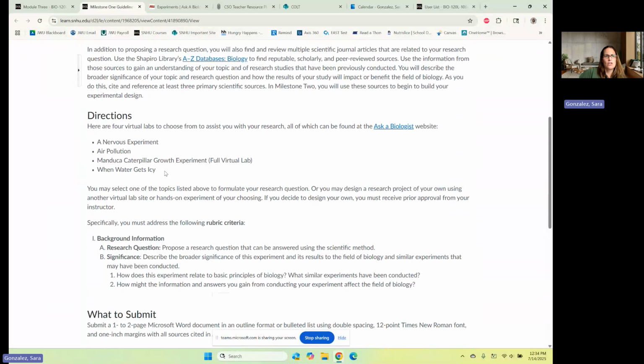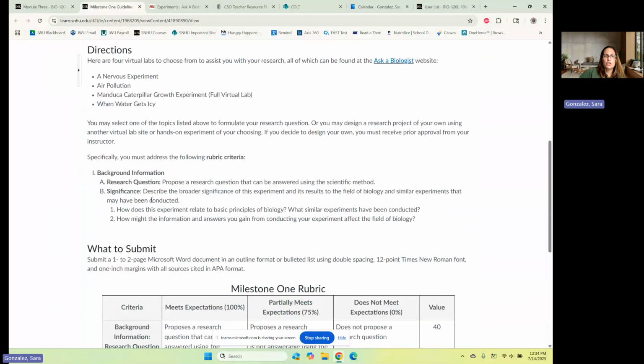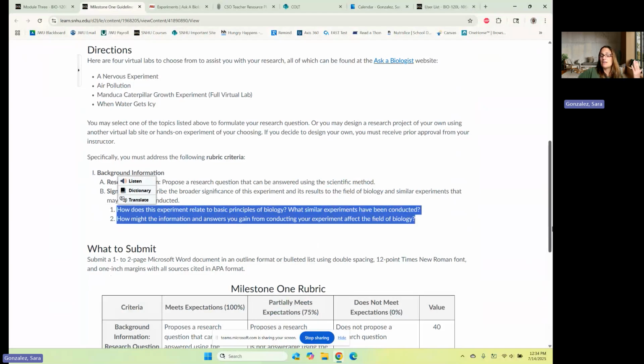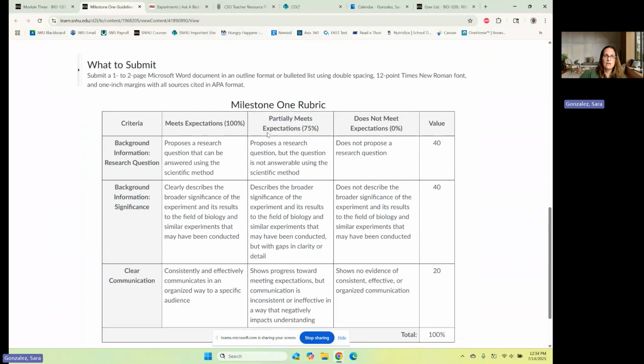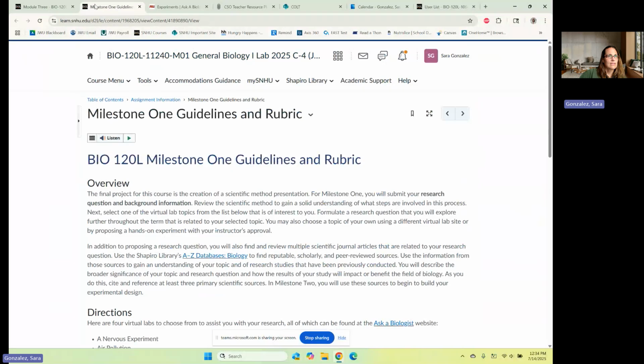So here are just a few again. When water gets icy, there's one about the Manduca caterpillar as well. So here's what you're going to submit. You're going to do a research question, and then why is this significant? So make sure you answer these 2 questions. How this experiment relates to the significance of biology or the basic biology principles, and also how this information might help in conducting your experiment in the field of biology. So use the rubric when you are submitting, in terms of how I will be grading. So use that, and I believe that is about it.